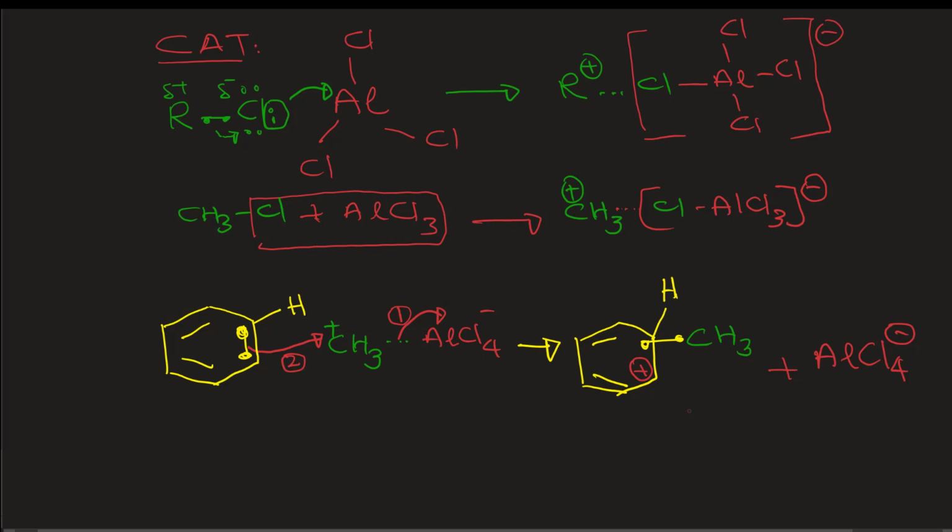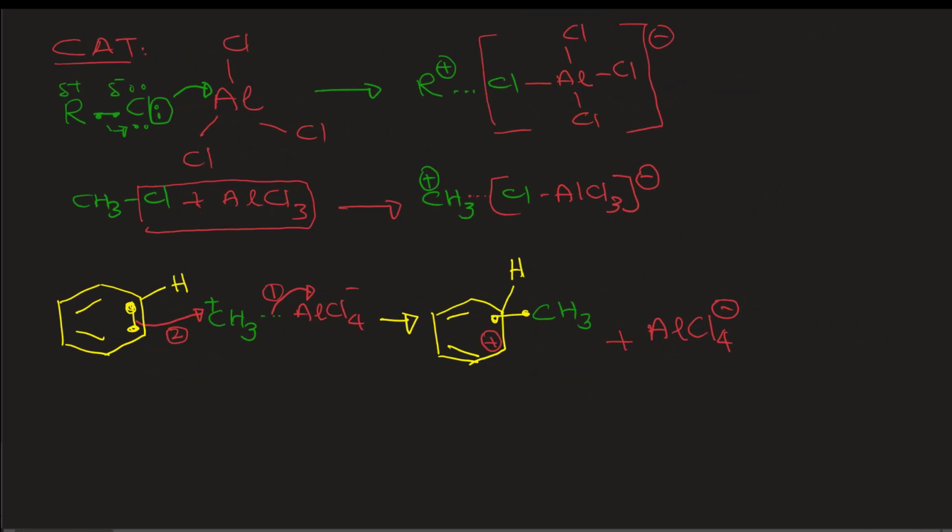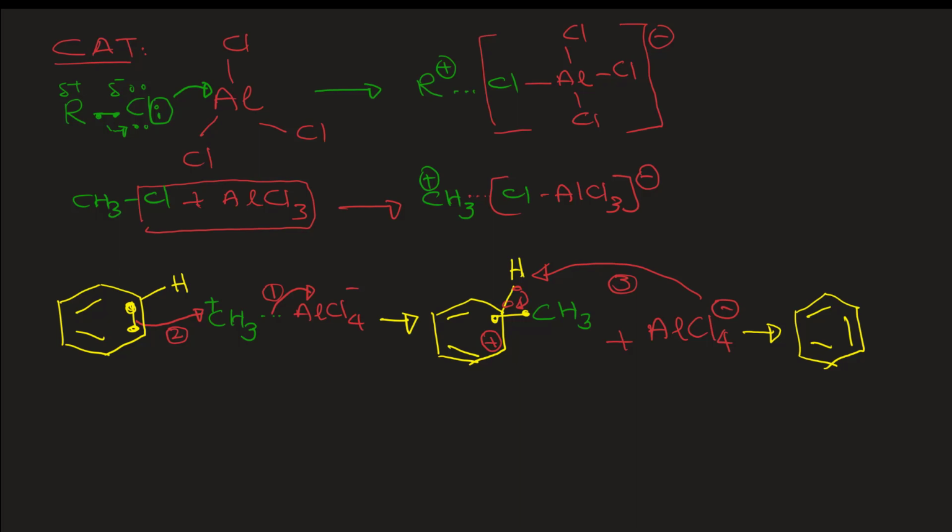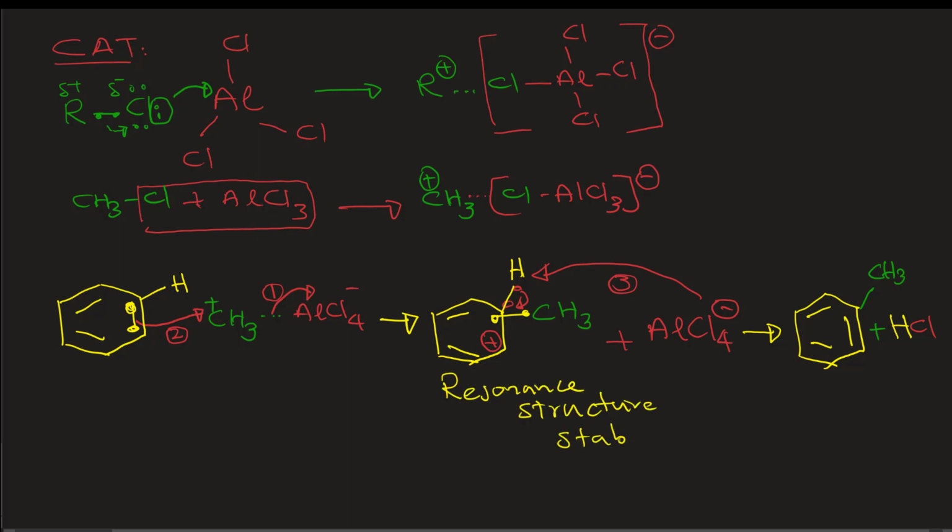We call it the sigma complex, and it is stabilized by resonance structures, right? Now this negative ion acts as a base and abstracts the hydrogen to neutralize that positive. So now you recreate the benzene from the sigma complex. Now the CH3 is attached, it's a substitution because hydrogen is gone, and CH3 is in place of that. Now the complex dissociates into HCl, so you regenerate the catalyst.